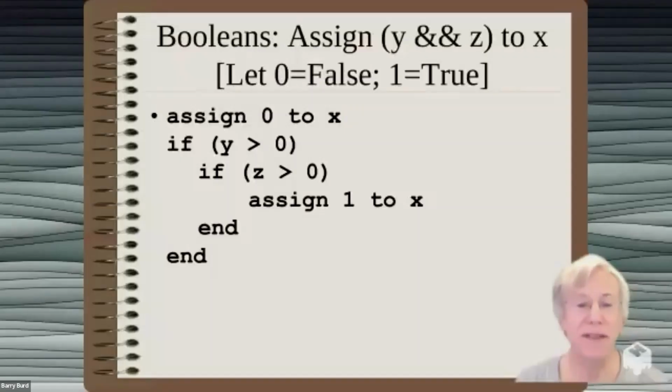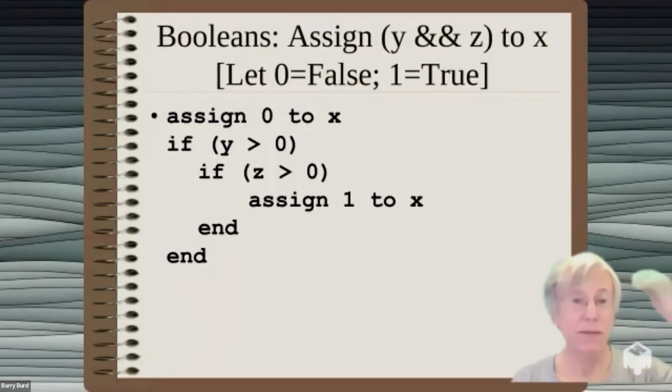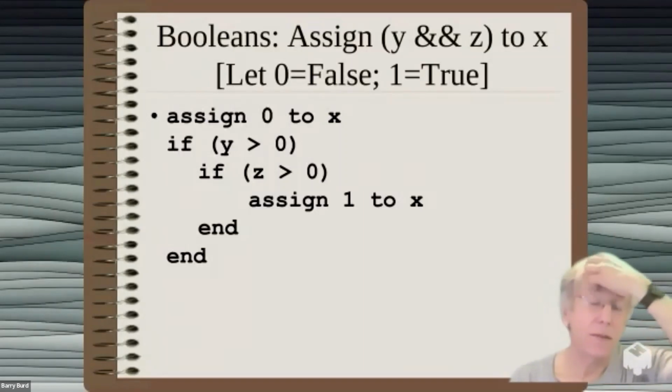I just put an if statement inside of an if statement. And I was able to do if something is greater than 0 on an earlier slide. And so I can do that with Y and I can do that with Z. And now X then becomes 1, true, only in case both Y and Z are true.